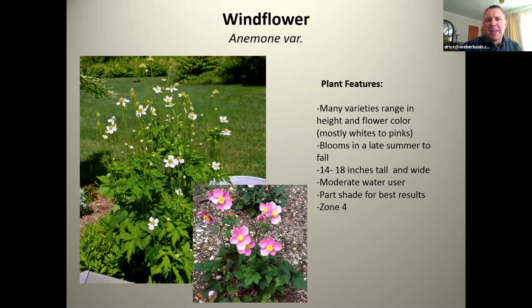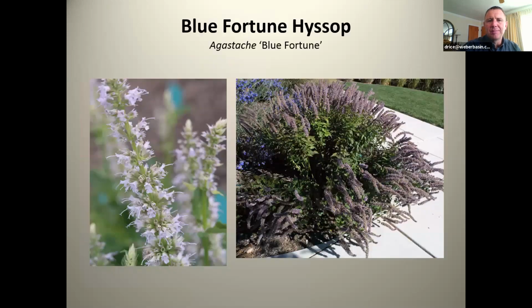Windflower, this is an anemone. You see a white one and a pink one here in the picture. Many varieties range in height and color. Most are white and pink. This is a late summer into fall bloomer. It looks like a shade type plant, but it will tolerate full sun. I think it does best in the shade, but we have some of these in the learning garden that are in full sun and they seem to do just fine. But it's a nice option for a part shade area, somewhere where you get more moderate water and you need that kind of flower color in the fall.